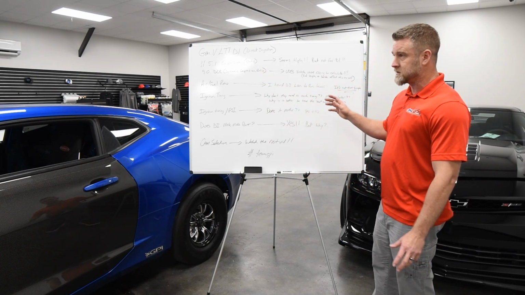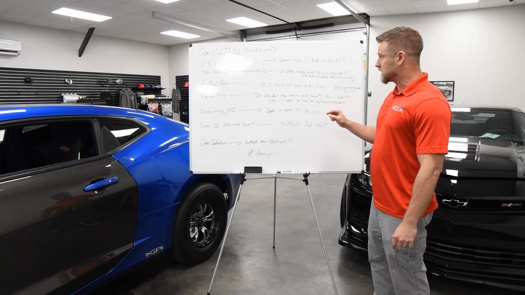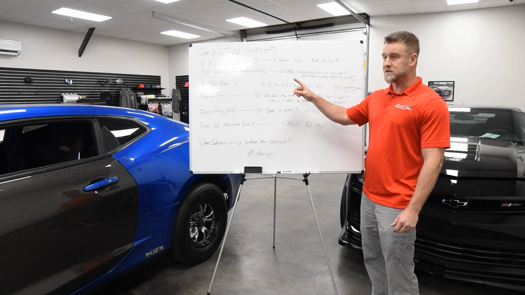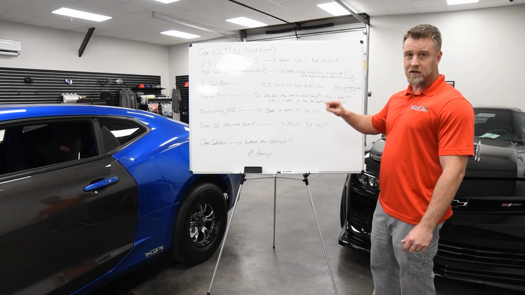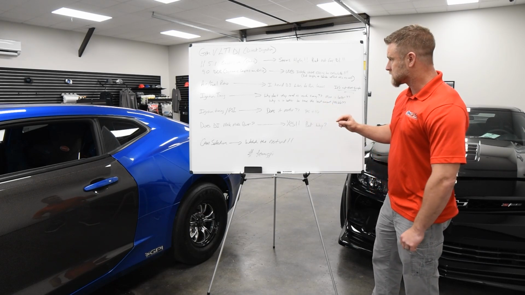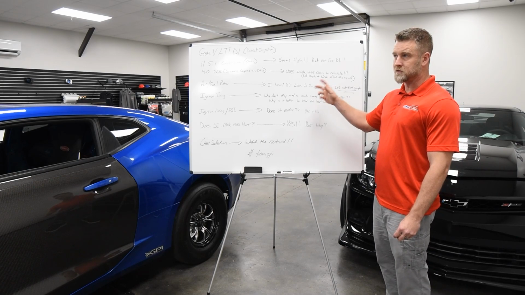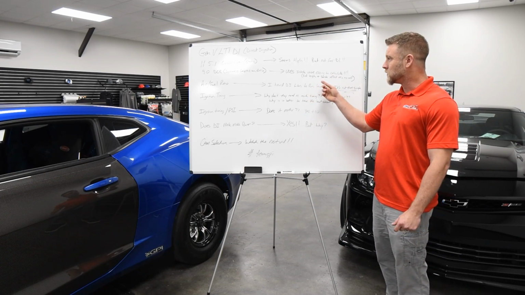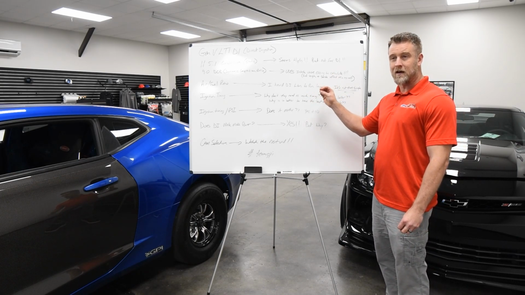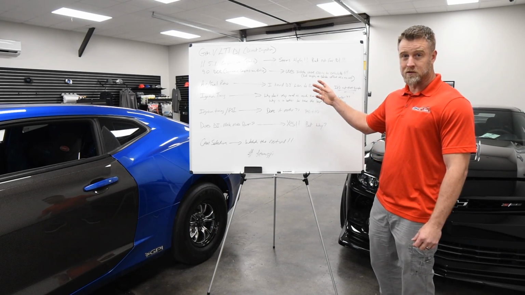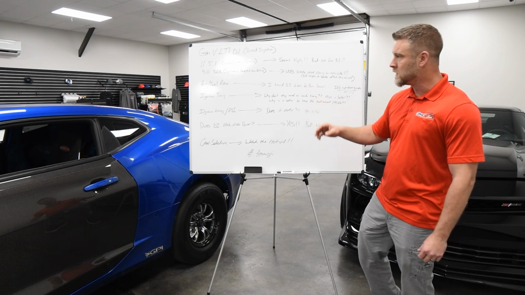And dynamic compression is figured differently than static. Dynamic compression ratio takes into account when the intake valve closes. It also takes into account rod length and stroke. So when you build a stroker engine combination with the same camshaft, it's going to have a different dynamic compression ratio than if it had a shorter stroke.